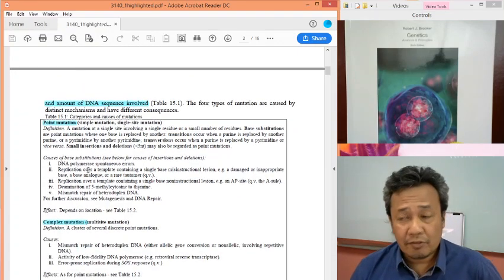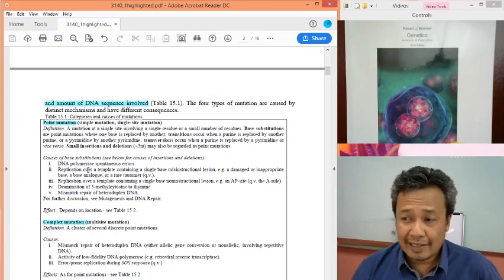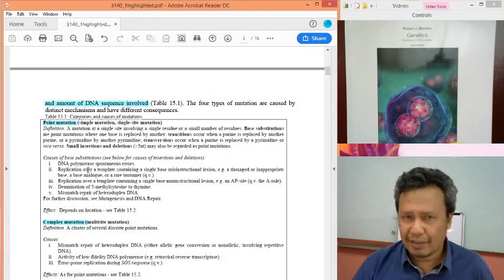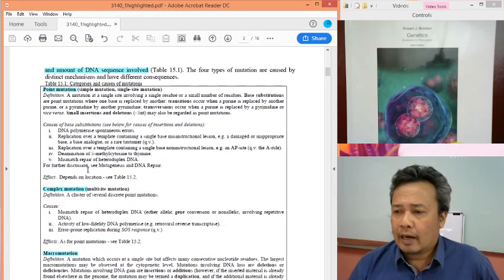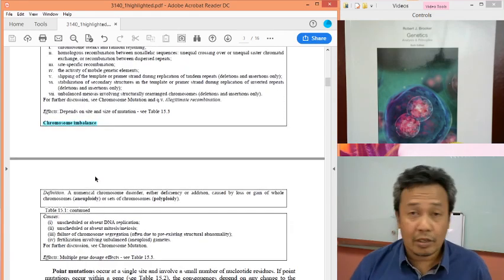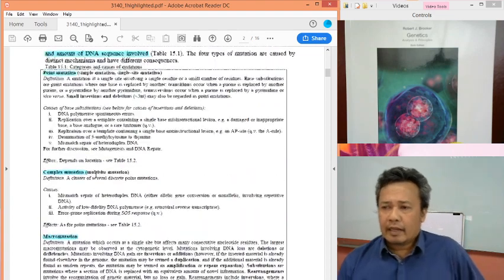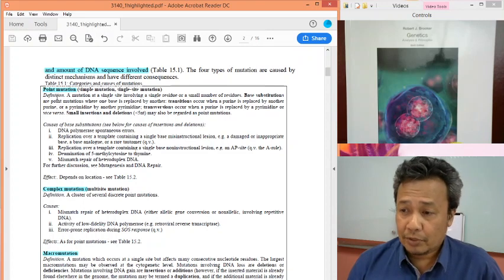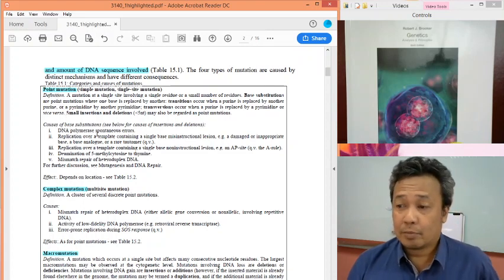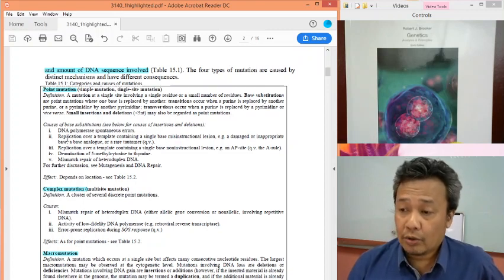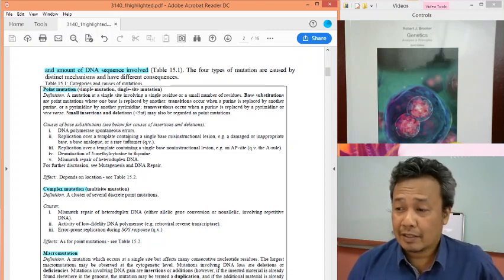So basically, in terms of structure, they are categorized based on the extent of the mutation. Either it's a point mutation, where it involves one or several bases up to 5, and then you have complex mutation, macro mutation, and then total chromosome imbalance. And then it also gives you an idea of how you get this mutation. For example, point mutation can be caused by spontaneous errors, errors in replication, or replication of a template containing a single base misinstructional lesion.